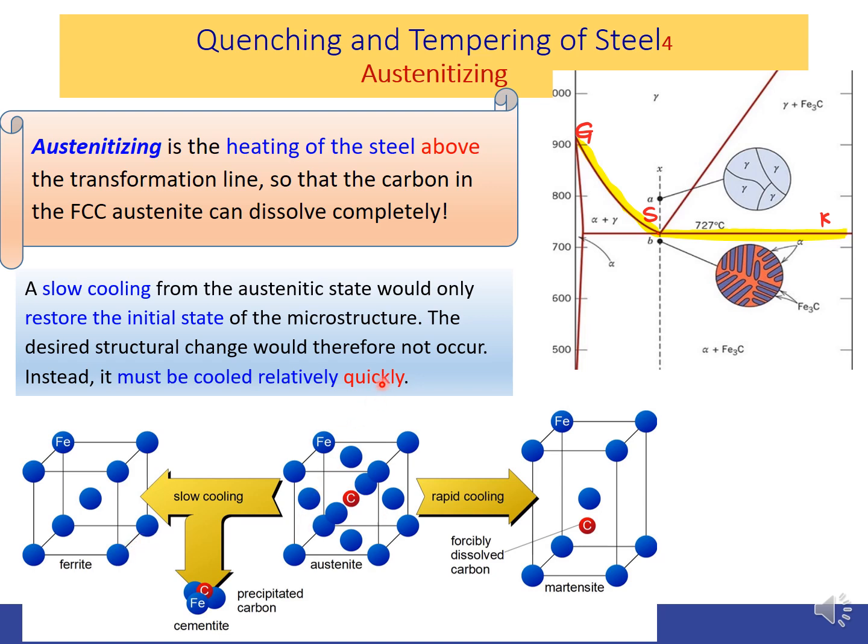Instead, it must be cooled relatively quickly to achieve this BCT structure of the martensite. So this represents the next process step, which will be explained in the next slide.